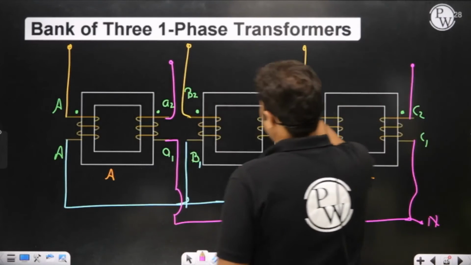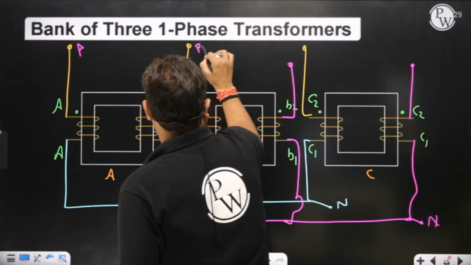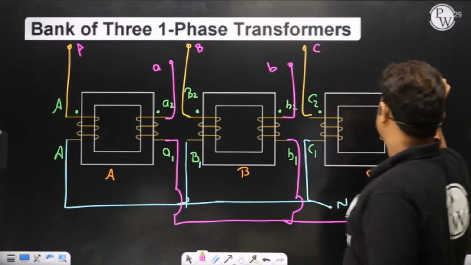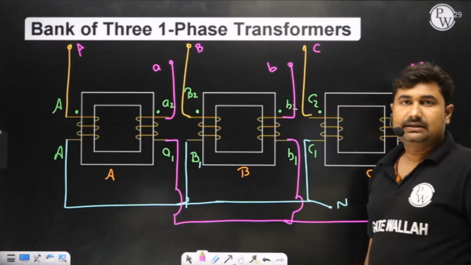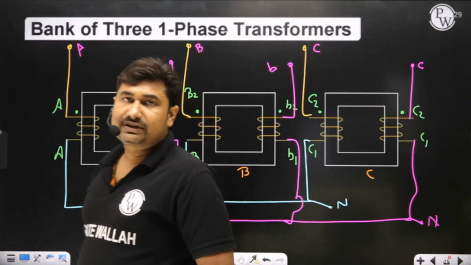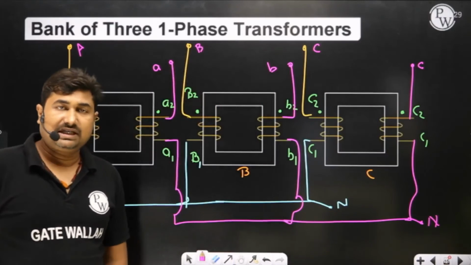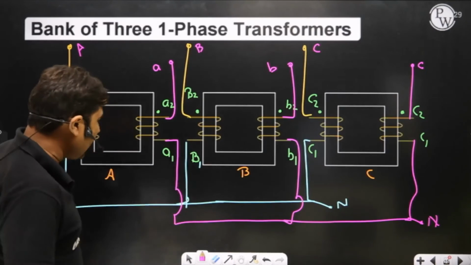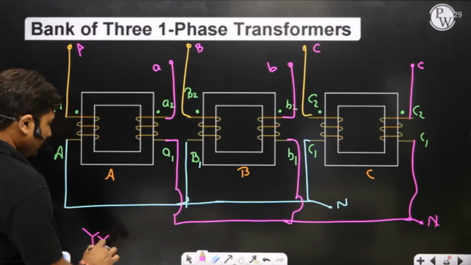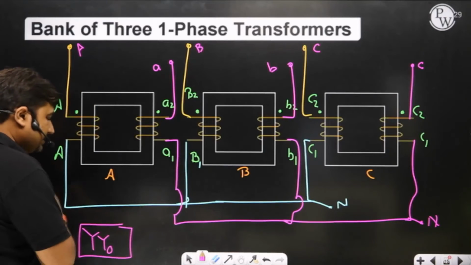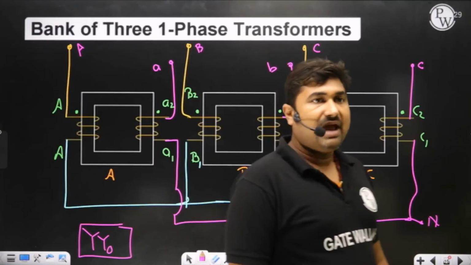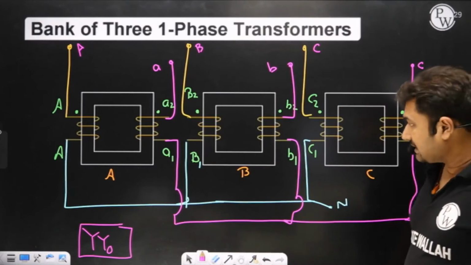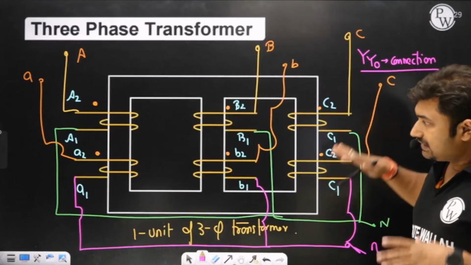So this is how we can connect three single phase transformers to work as a three phase transformer. This is also called a bank of three single phase transformers connected as a three phase transformer. This connection is exactly the same as the previous one. I have represented a star star 0 connection. Later on we are going to know what a star star 0 is. So this is a desired connection.